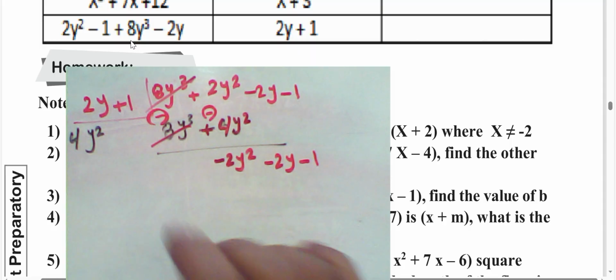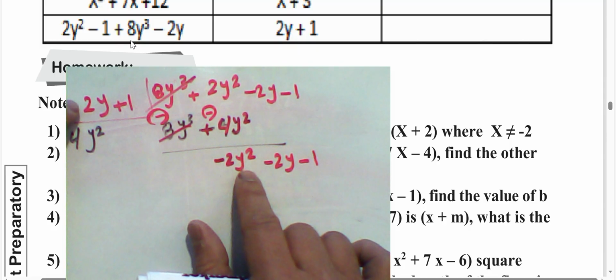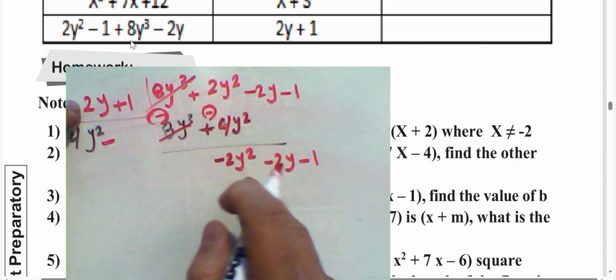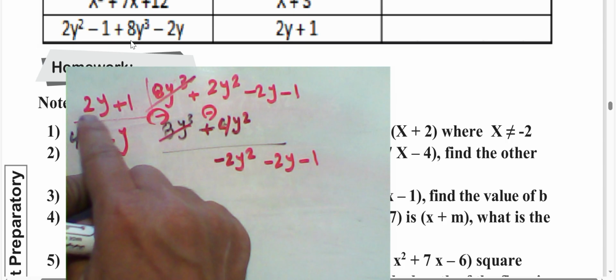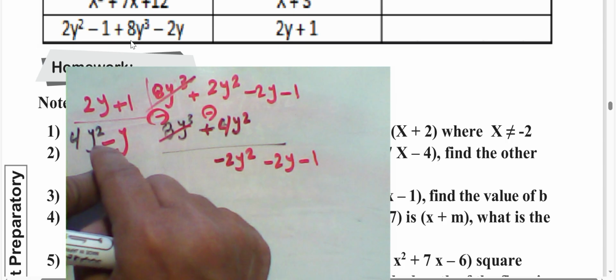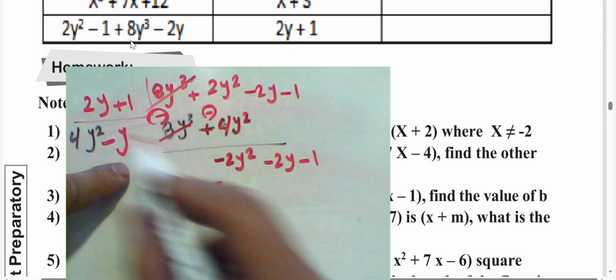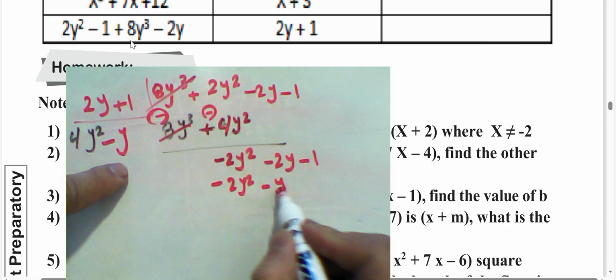minus 1. Next step, I will divide negative 2y power 2 by this term. Negative 2 divided by 2 is negative 1, and y power 2 divided by y equals y. And then product, negative y times positive 2y equals negative y times y power 2, and write 2y power 2. Negative y times 1 will be negative y.